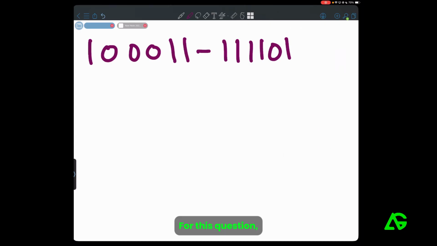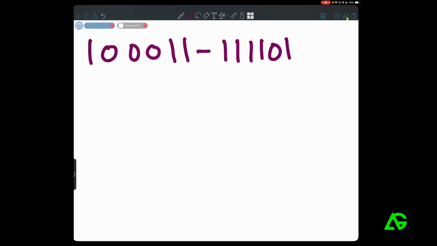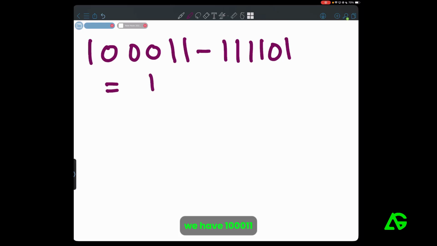For this question, we notice that the first number is smaller than the second number. The idea is to subtract the second number from the first number, so we should be expecting a negative result. Now, if you want to try it out, we have 1 0 0 0 1 1.